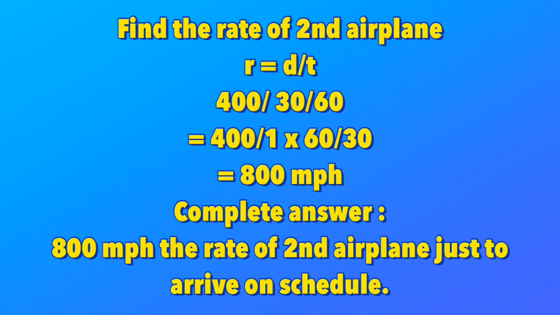So 400 over 1 times 60 over 30. Then by the cancellation method, 60 divided by 30 equals 2, and 30 divided by 30 equals 1. Then horizontal multiplication, 400 times 2 equals 800 miles per hour. Our complete answer: 800 miles per hour, the rate of the second airplane just to arrive on schedule.